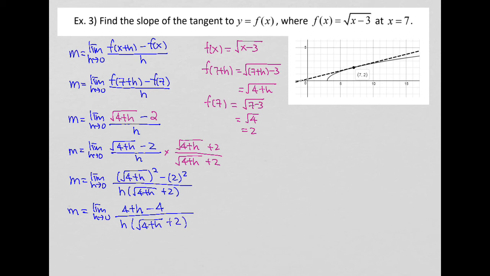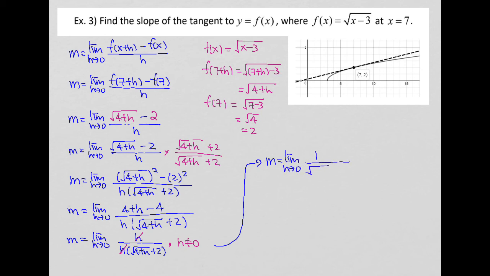Let's simplify the numerator. You're going to have the limit as h approaches 0. Now you have an h left on the numerator. And you will see both numerator and denominator have a common factor of h. So h can be divided. Make sure you write down restrictions. h cannot be 0. And then we can write m equals the limit of 1 over the square root of 4 plus h plus 2.